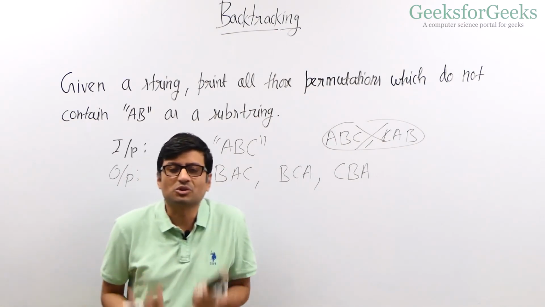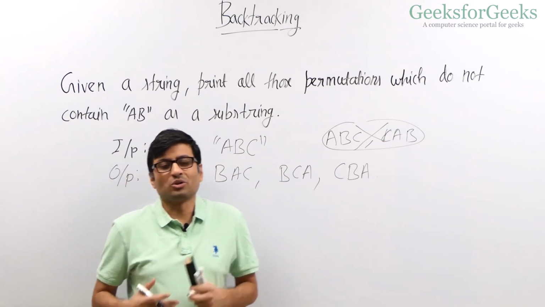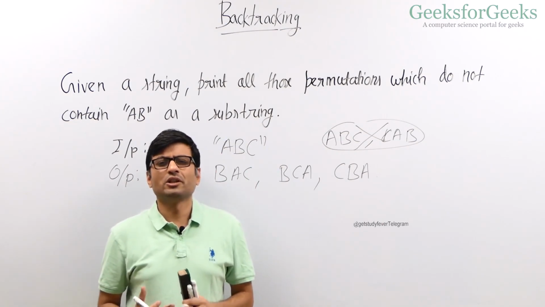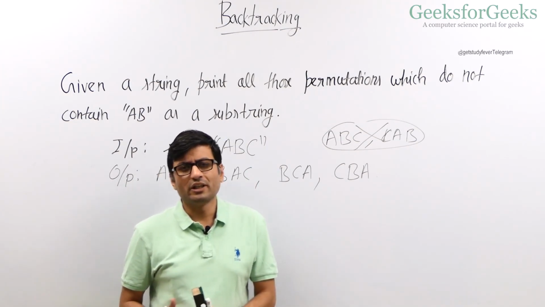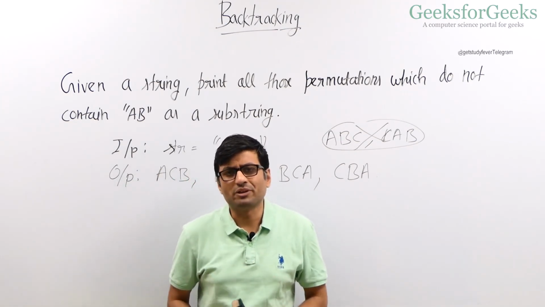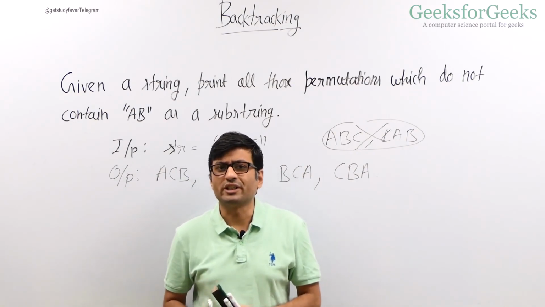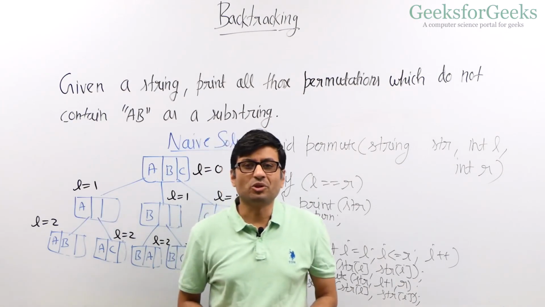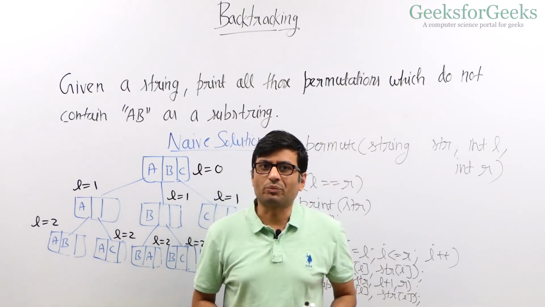The first idea that comes to our mind is, we know the standard algorithm for generating all permutations. We use this to print all possible permutations, and then before printing any permutation, we check whether this permutation contains AB as a substring or not, right? Let us talk about the naive solution first, then we'll see how backtracking optimizes it.